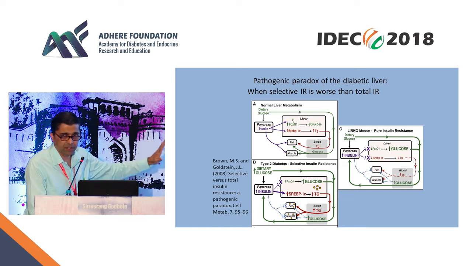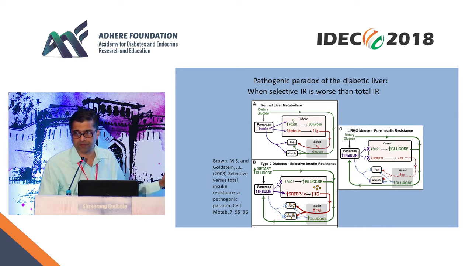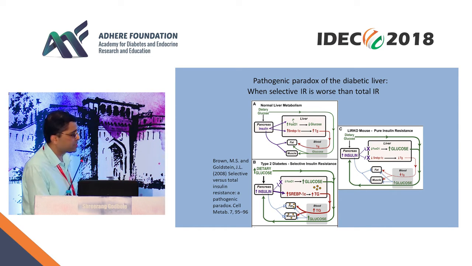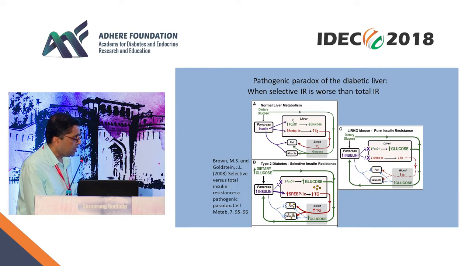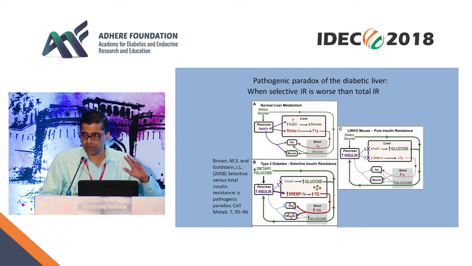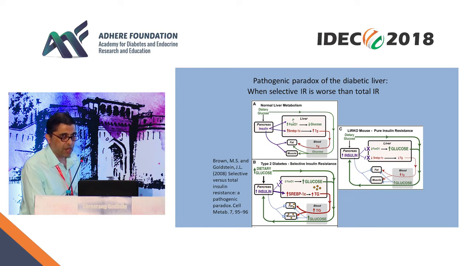Now, these are mice, of course. These are normal mice, and these are mice with type 2 diabetes. Now, in type 2 diabetes, the level of the insulin resistance at the level of the liver is selective. So there is a resistance to the action on the gluconeogenesis. So there is no suppression of gluconeogenesis. So the glucose output from the liver is increased, but there is no resistance.